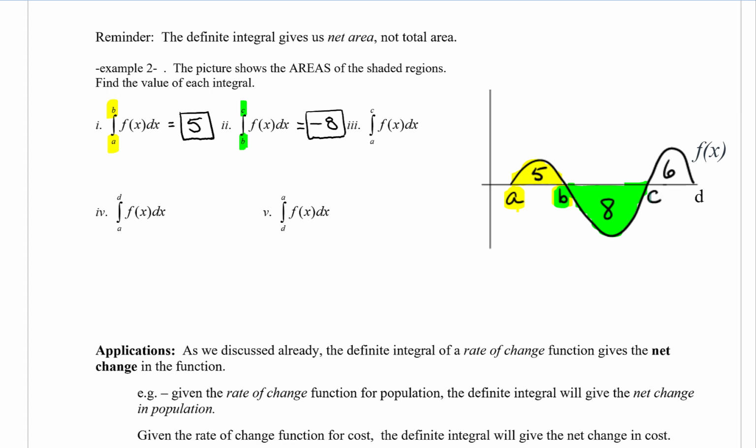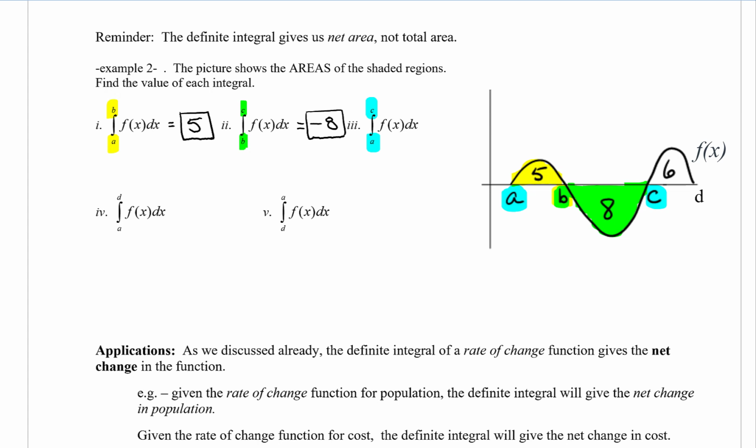All right, the next problem, the integral from a to c of f of x dx. So a to c, this time, we're going to have to combine two of these shaded regions together because we're starting from a. I'm going to highlight the a this time in blue and the c in blue as well so you can see this interval.